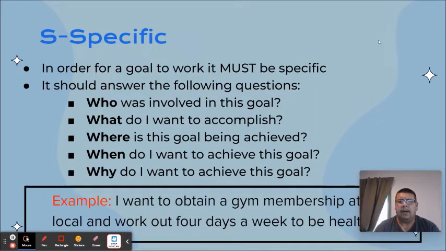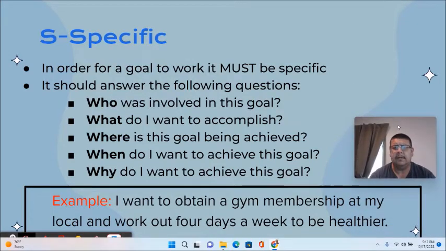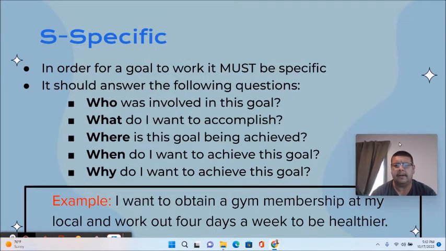For example, I want to obtain a gym membership at my local gym and work out for 4 days a week to be healthier. Now that is very specific, because it says who is involved in the goal, what you want to accomplish, where this goal is going to be achieved, and then also when you want to achieve the goal and why you want to achieve the goal.